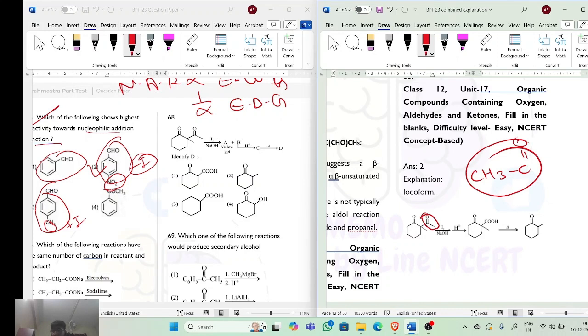Here it will be oxidized to carboxylic acid. So the product shown is here. This carboxylic acid will form, and after this we have heat. In heat, from this carboxylic acid, a water molecule will be separated out, and just the carbon atom will remain.